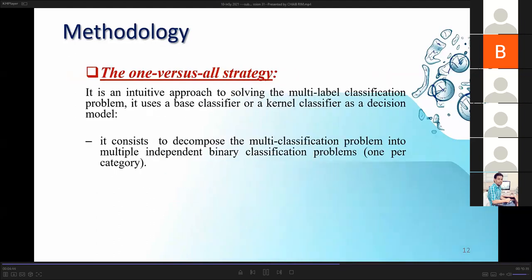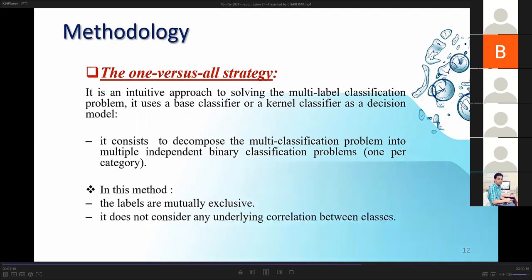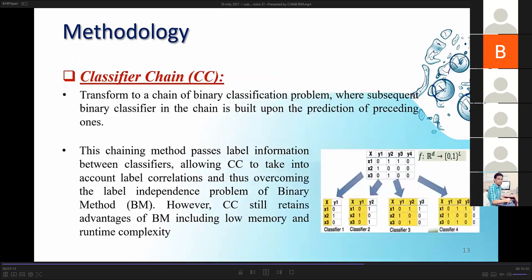The one-versus-all strategy is used in the classification stage. It is an intuitive approach to solving the multilabel classification problem. It uses a base classifier or kernel classifier as a decision model. This strategy consists of decomposing the multi-classification problem into multiple independent binary classification problems. In this method, the labels are mutually exclusive. It does not consider any underlying correlation between classes.